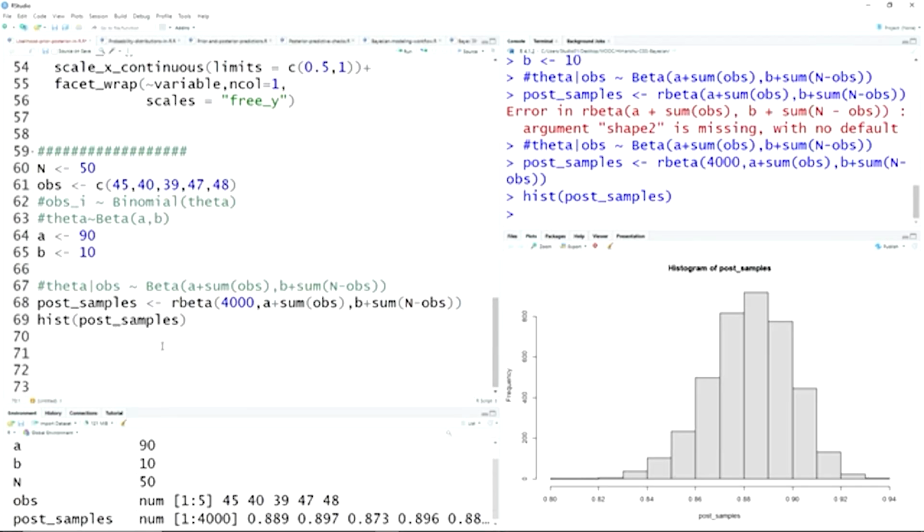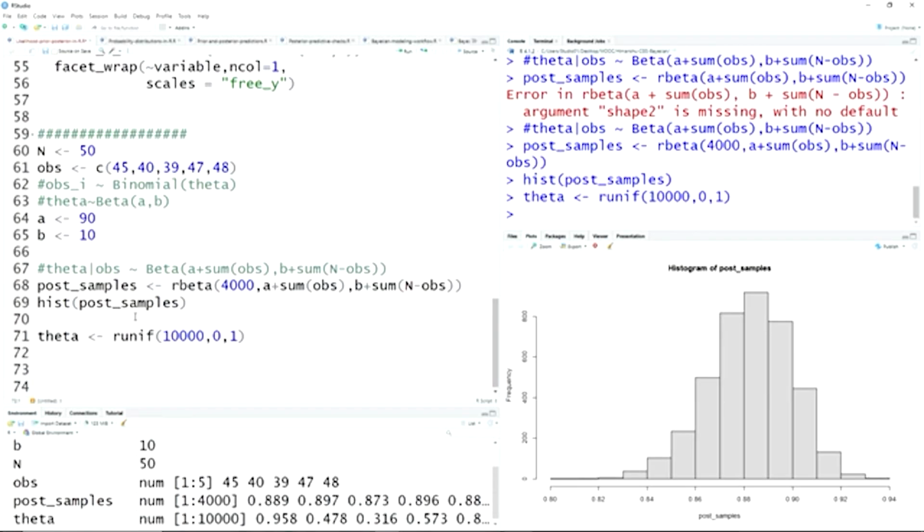Okay, now let us try to do the same using the grid approximation approach that you have learned already. So what you do in this approach is you sample a lot of values of theta from, let's say, a uniform distribution. How many? Let's say 10,000 or something, between 0 and 1. Once you have 10,000 values of theta, for each of them you calculate the likelihood.